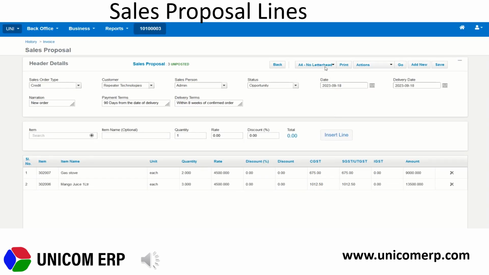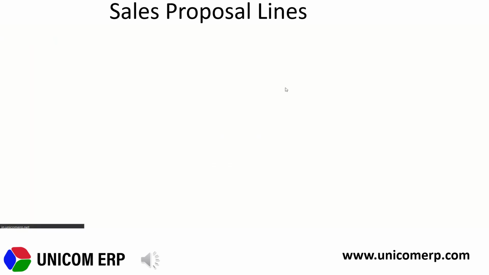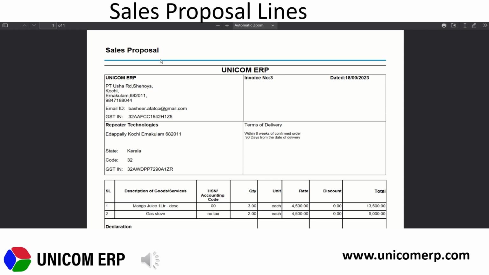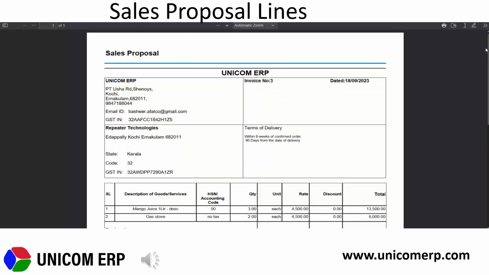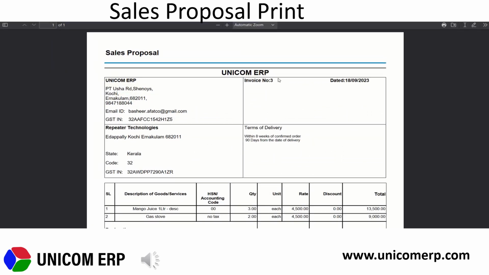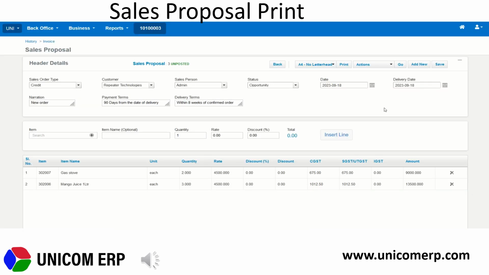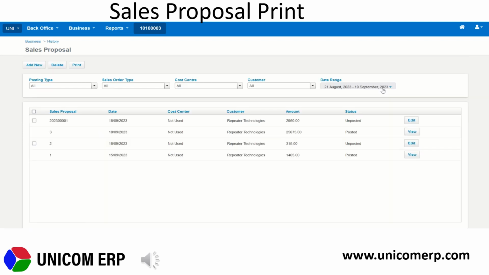On the top, the user has the option of taking a printout of the proposal, which can be sent to the customer. Once the proposal or quotation has been confirmed, the user can easily convert it into a sales order. From the action, the user can choose the Convert to Sales Order option. Once it is done, the proposal will be in posted state, which cannot be modified further.